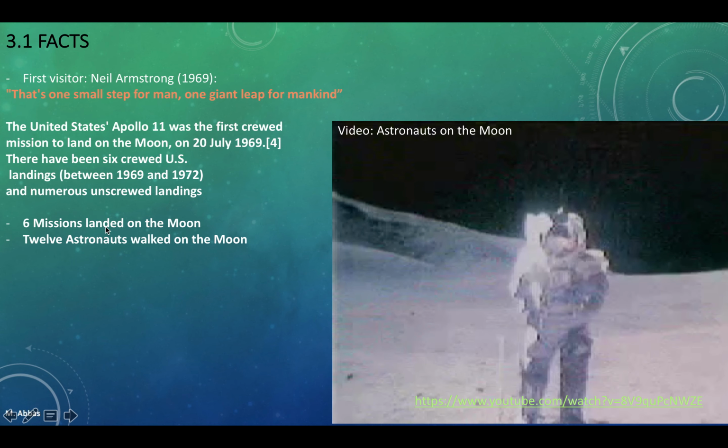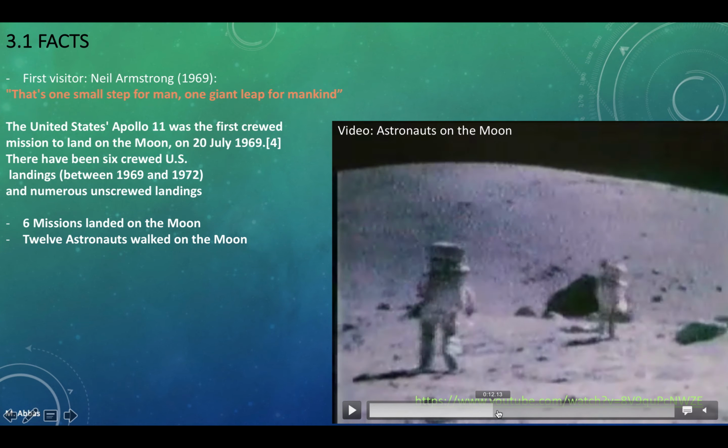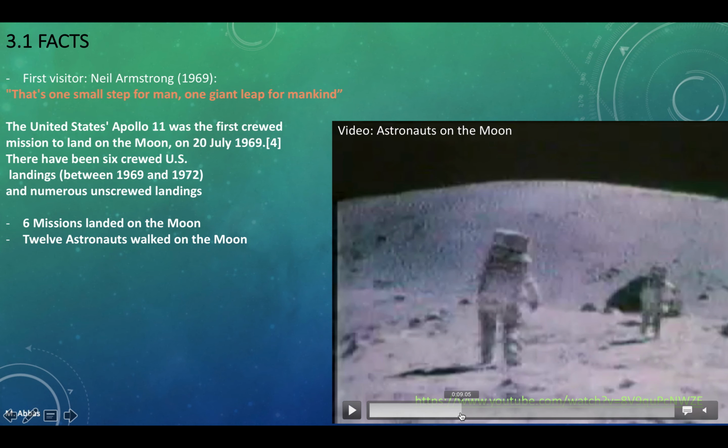There have been 6 missions that landed on the moon. In each mission around 2 astronauts landed, and so we have 12 people in total that were able to land on the moon. You can watch this video.